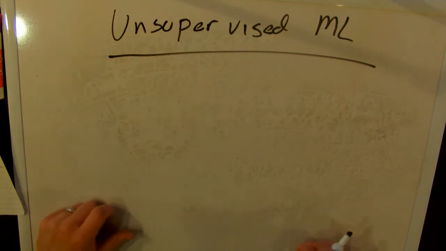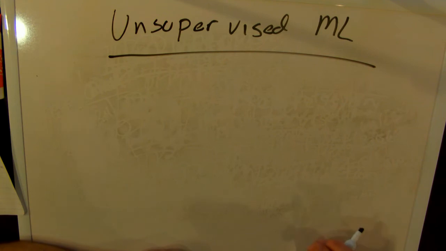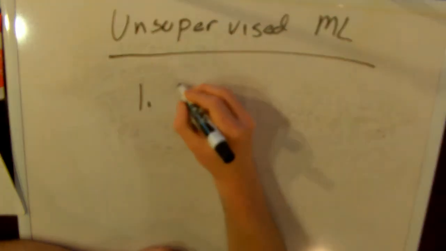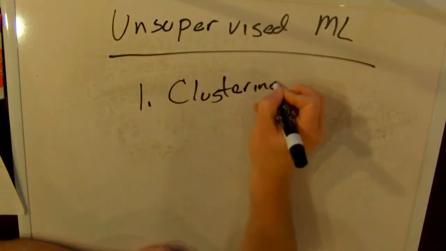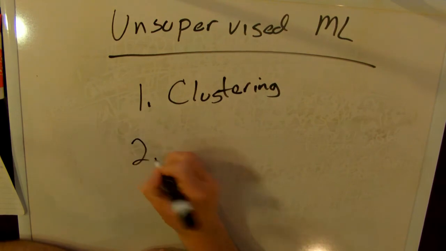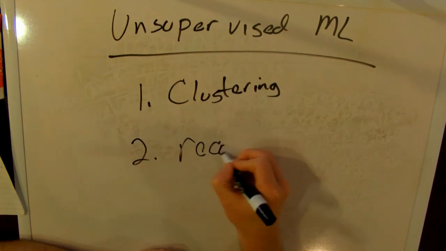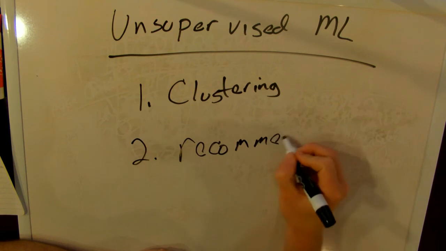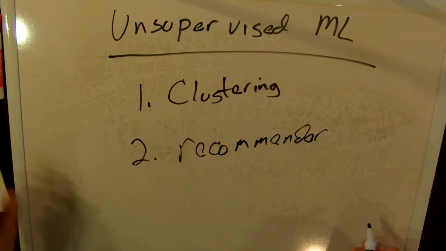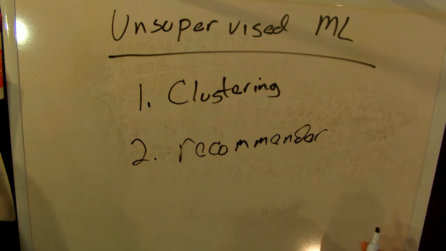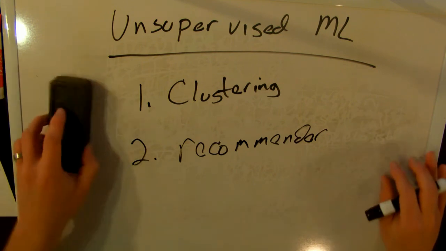Well, we have two different machine learning algorithms that we can use in unsupervised machine learning. Actually, there's more, but there's two that we're going to talk about in this class. The first one is going to be clustering. And the second that I'm going to talk about is a recommender. All right, so let me go into how clustering works.